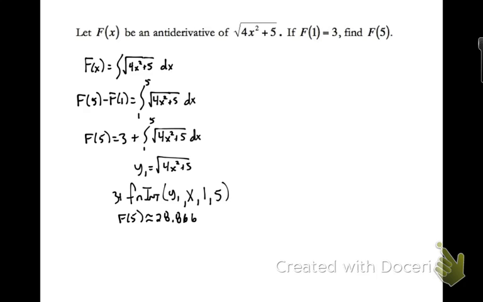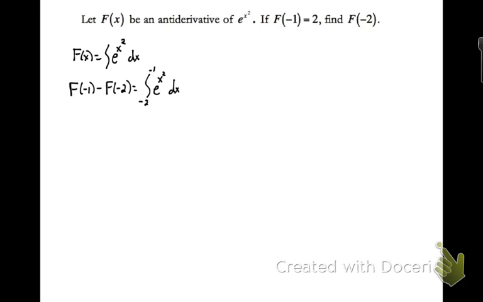Let's consider one more problem. Let F of x be the antiderivative of e to the x squared dx. We're told what F of negative 1 is. We'd like to find F of negative 2. So, I know that F of negative 1 minus F of negative 2 equals the integral from negative 2 to negative 1 of e to the x squared dx.